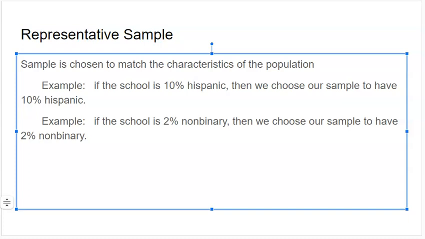And there's a lot of ways you can do this. Often you're going to choose your sample using some sort of rule and make sure that the demographics of your population and the demographics of your sample are the same. That's a representative sample.